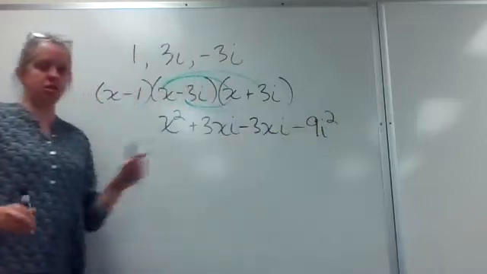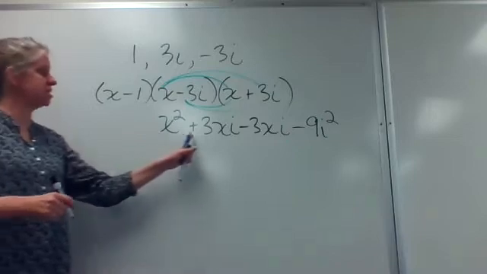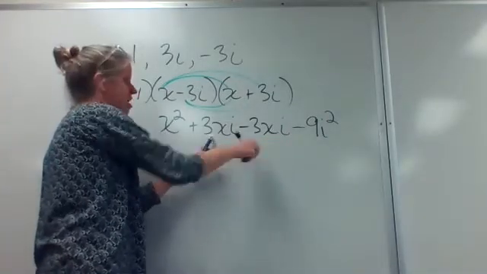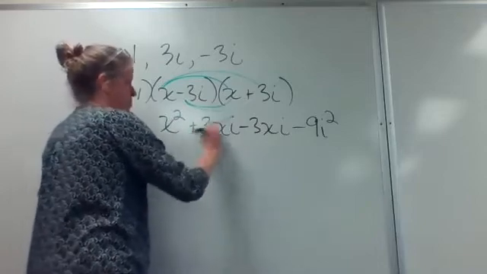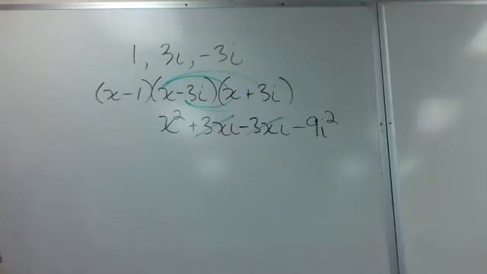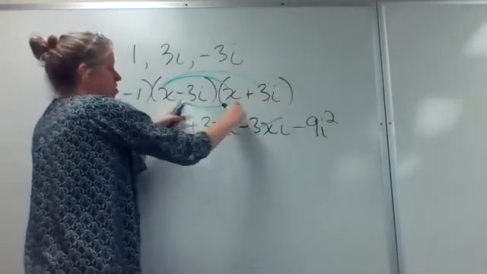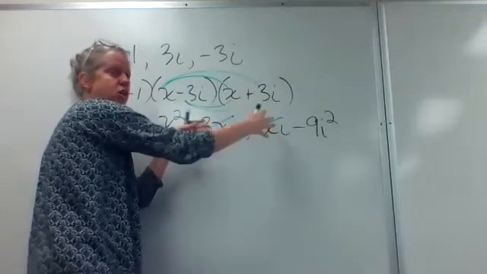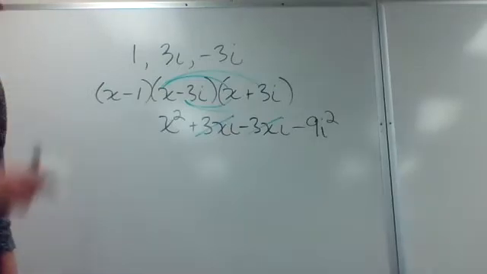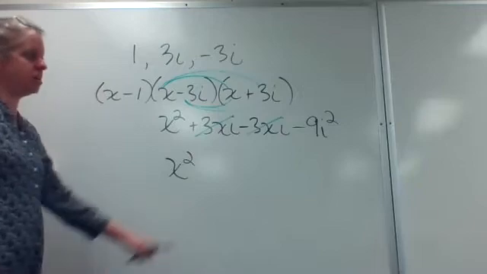Look at what happens to your middle two terms first. They cancel each other out, right? You've got positive 3 and negative 3 of like terms. That's always going to happen when you multiply conjugate pairs together. Your outer combined with your inner, which gives you these middle two terms, are always going to be the opposite of each other, which means they're always going to cancel out. So I'm left with x squared.